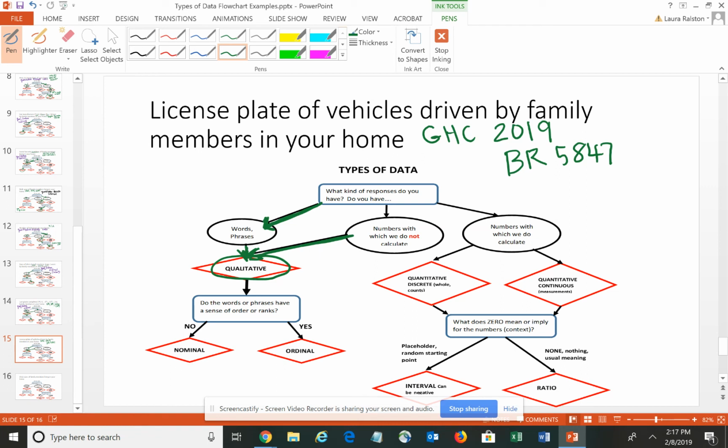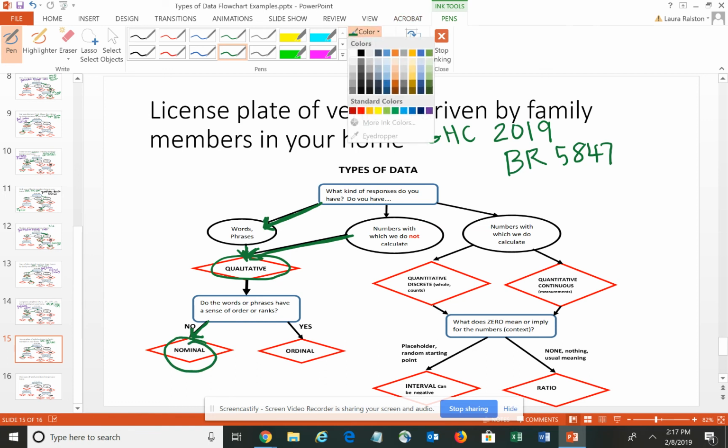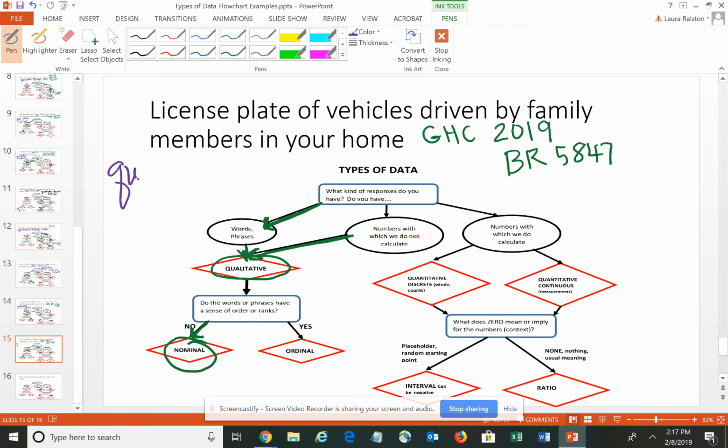And so then again, you want to think about, do you have a sense of order there? Is one license plate better than another, or one ranking better than another? And it's not. It's just however you come in and go to the DMV to get your license plate. So ultimately, the license plate is qualitative, and it's at the nominal level of measurement. Okay, and I believe I've got one more.